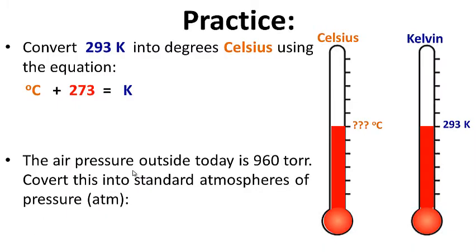All right, so practice here. Convert 293 Kelvin into degrees Celsius using the following equation, and try to convert air pressures from torr into ATM. So you're just doing some unit conversions here. Go ahead and pause this while you work on this. When you're ready to check your work, hit play.